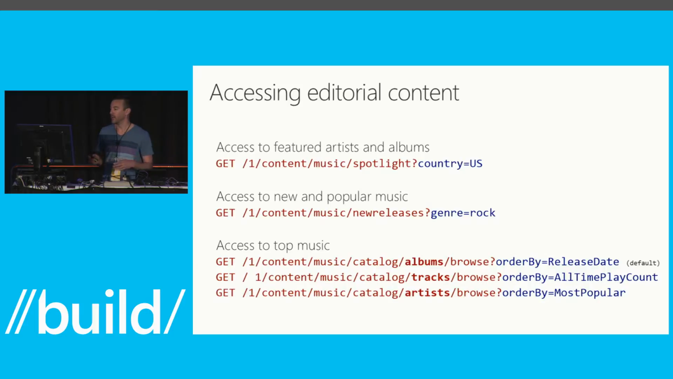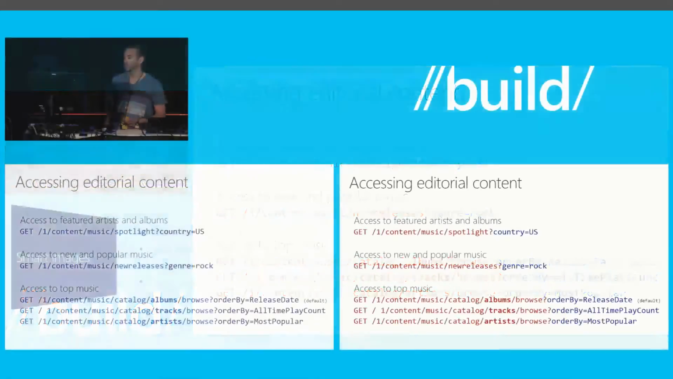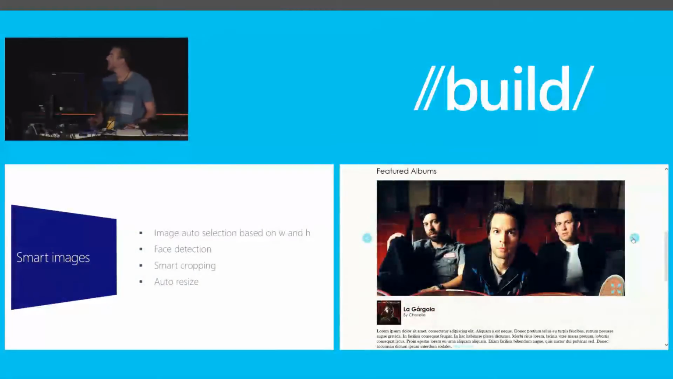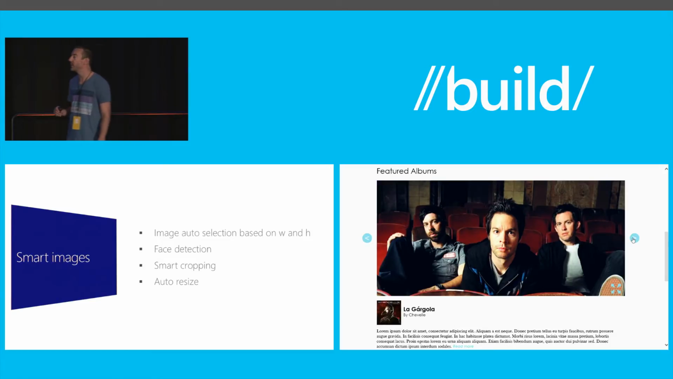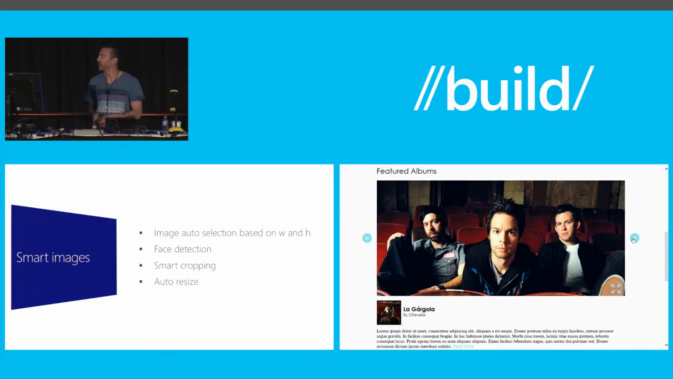So now I kind of want to show you something cool that we're especially proud of. Okay, so those of you guys who pull images from services know that it can be really hard to get the image to look great in whatever area you want to display it in, especially if that image has people in it, such as this one. And those people can be anywhere in the shot. Okay, I want to show you guys how Xbox Music helps make that easy for you.